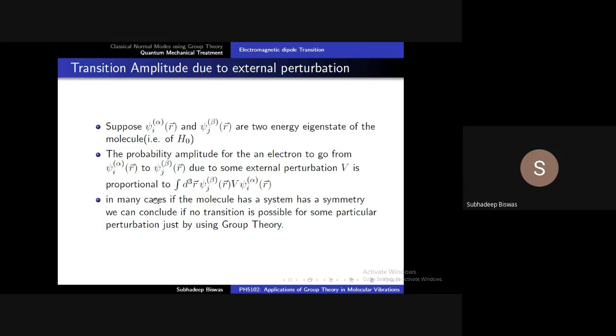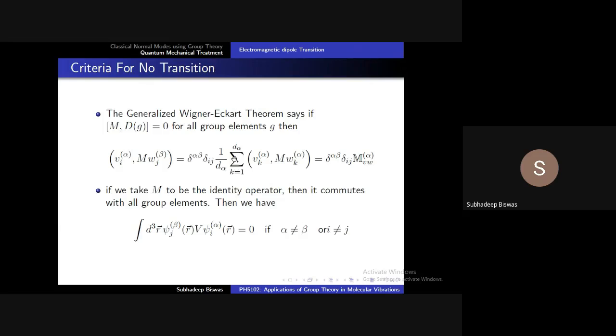Now, in many cases we can say just from the symmetry of the molecule whether such a transition can take place or not, even without computing this complicated expression for some V. We obviously do not need to know the V, but we can skip this computation. For this, we will look at the general Wigner-Eckart theorem, and we will use a particular case where this M is the identity operator. As the identity operator commutes with all group elements, we can just write it like this: the expectation value will be 0 if they belong to different representations, or even if they belong to the same representation, i and j must be the same basis vector to have a transition.